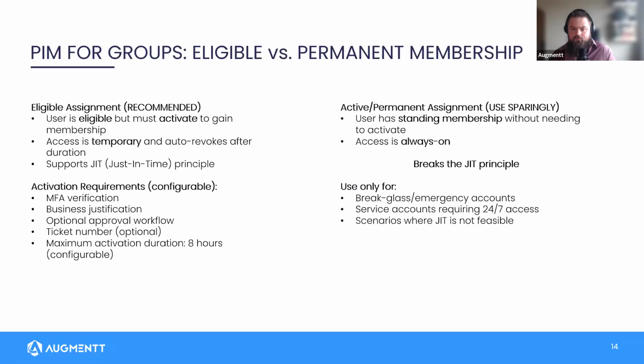The one other component within PIM, and this applies for the roles and for the groups, is the difference between eligible and permanently assigned. This is something that took me a little bit of time to fully appreciate, because there are 2 different dates to consider. A user is eligible but has to activate to gain membership access to these security groups. It's temporary and auto revokes after a set duration.